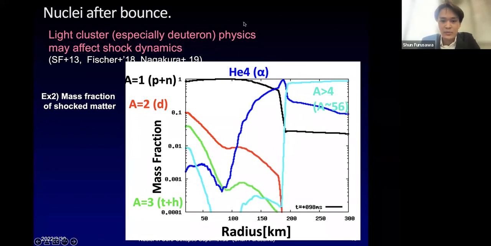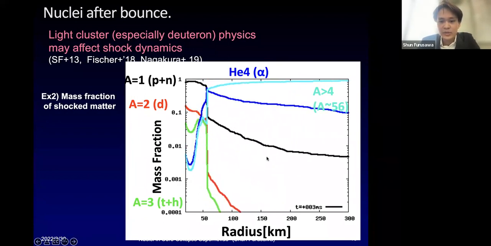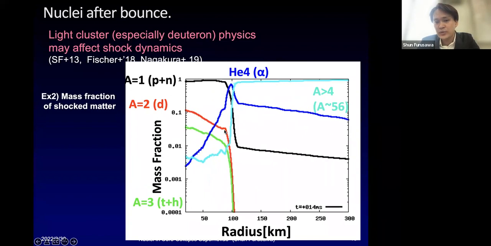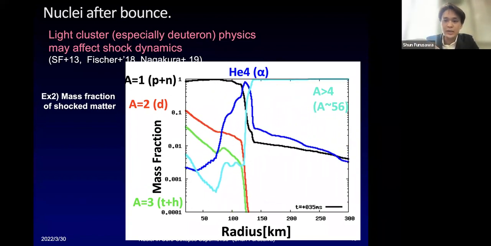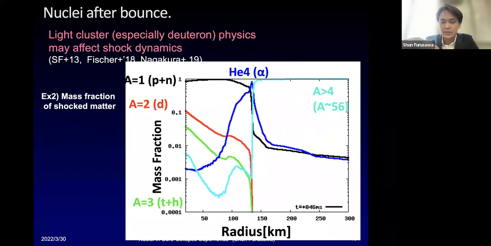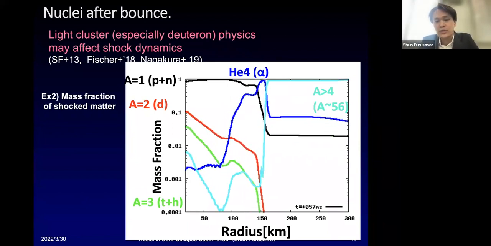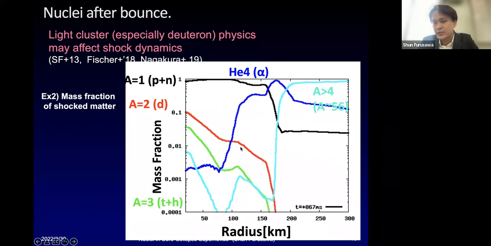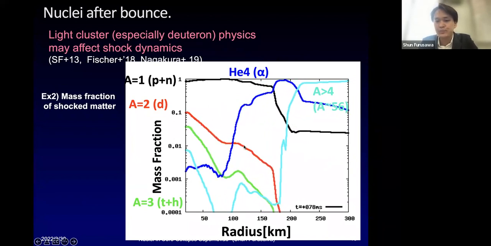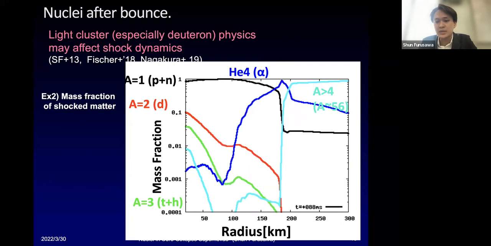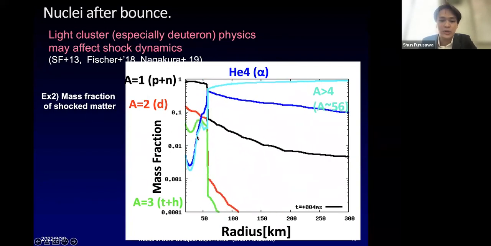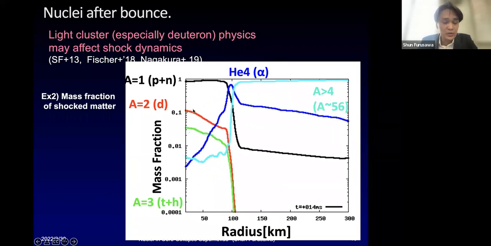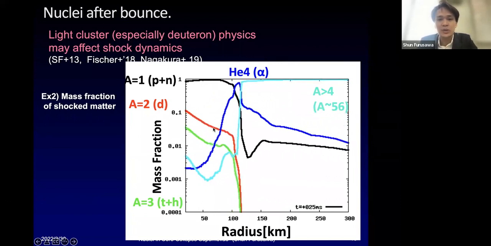But deuterons are very important. The existence of deuterons reduces the mass fraction of protons and neutrons, so weak rates are decreased. In addition, the weak interaction of deuterons themselves also affects shock dynamics. Some work showed the impact of deuterons and tritons. So especially deuterons may be important in supernova simulations.